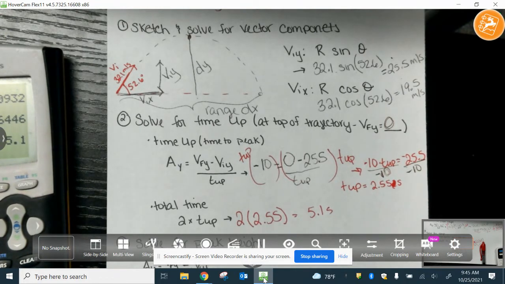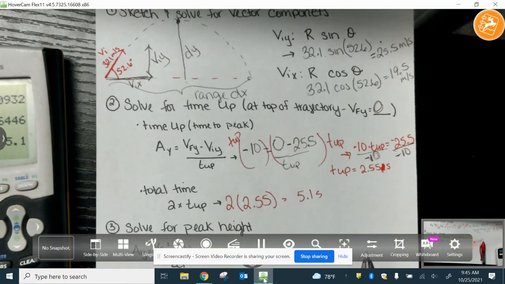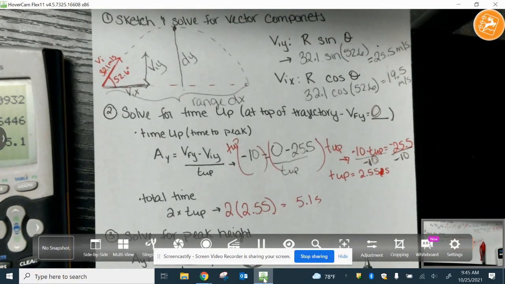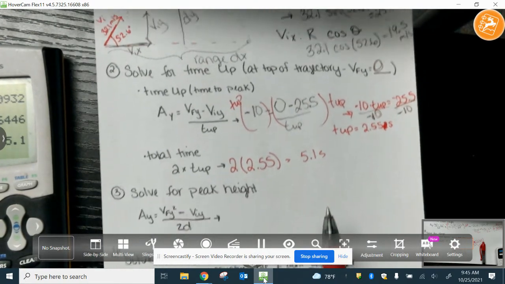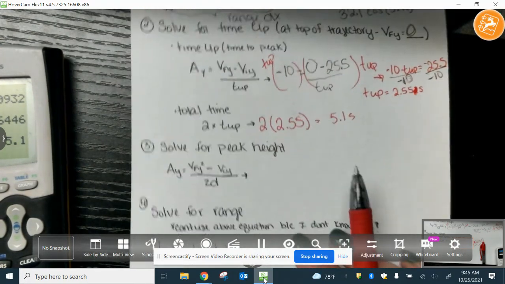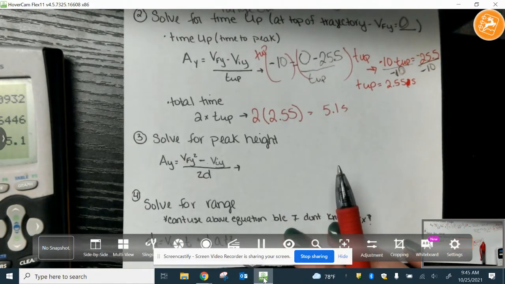Wait, so the total time that's including it going up and down? Up and down. Any other questions before we move forward? All right. Now, the next 2 steps you can do in either order.